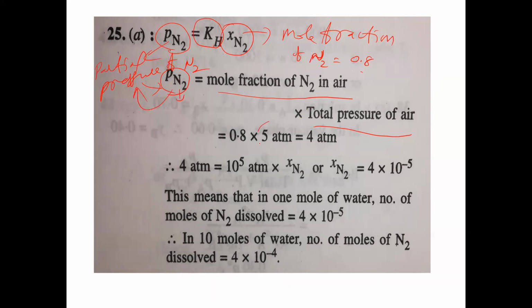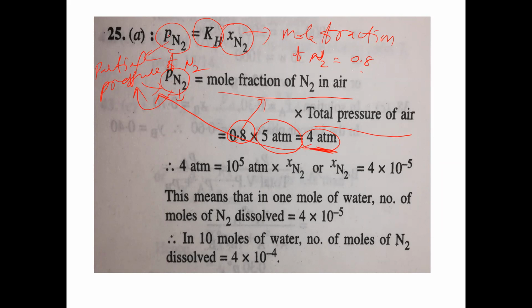Total pressure is given to you as 5 atm. What is the mole fraction of nitrogen in air? 0.8. So 0.8 into 5 is equal to 4 atm. This is the partial pressure. So the partial pressure of nitrogen here is 4 atm, we remember.